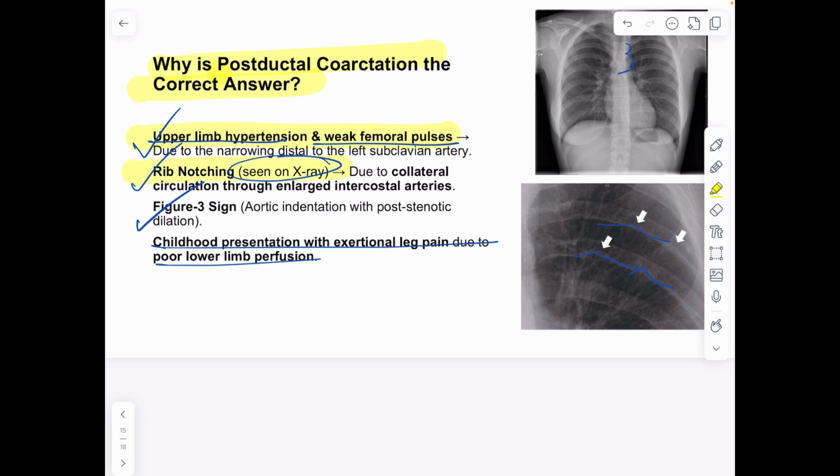Now, rib notching, which can be clearly seen on the x-rays over here, is due to the collateral circulation through enlarged intercostal arteries. Figure of three sign, which is aortic indentation with post-stenotic dilatation, is also a feature mentioned over here, right? And childhood presentation with exertional leg pain due to poor lower limb perfusion. So that is the reason why postductal coarctation is the correct answer for this question.